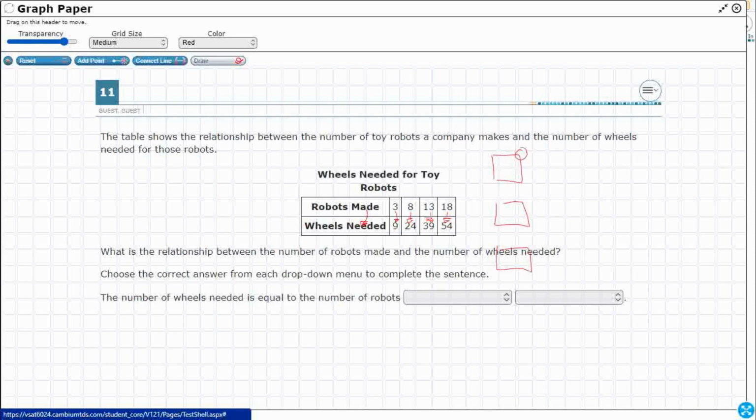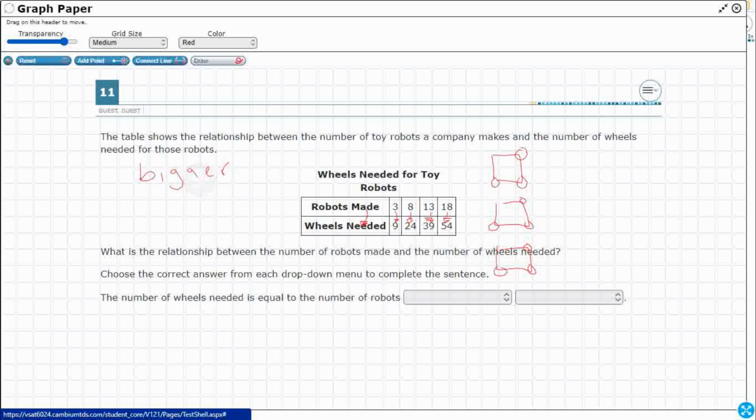I don't know why we've got square robots, but I'm just going to divide those up evenly. Look, I've got three wheels on each. So we're looking at our robots made and our wheels needed, and the number's getting bigger. From 3 goes down to 9. So what could we do to get from 3 down to 9?